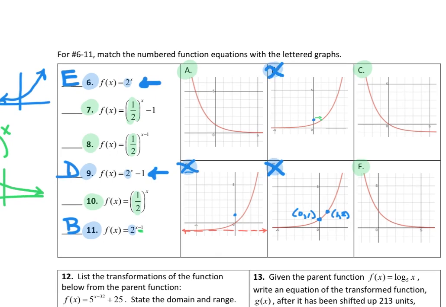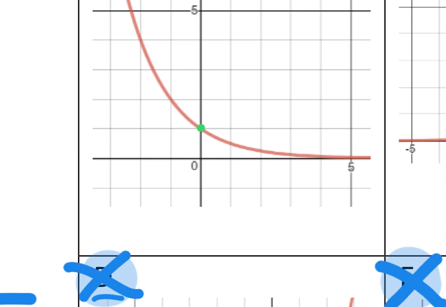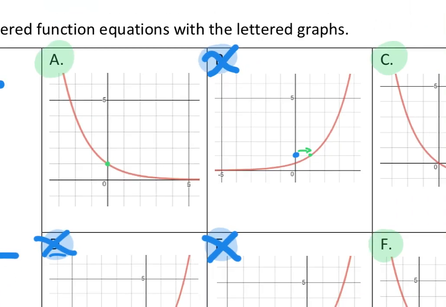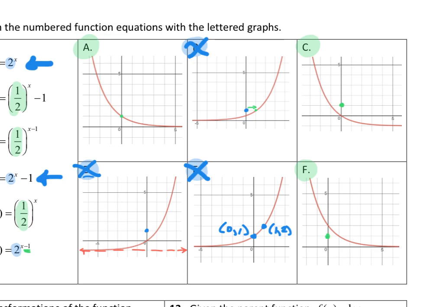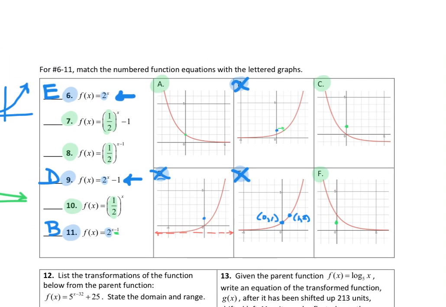So now let's look at the graphs that have the parent graph of 1/2 to the x power. All of these graphs should have a point, the parent function for all of the graphs should have a point at 0, 1, whether it's 1/2 to the x or 2 to the x. And so if I look at those 3 green graphs, here I've got a point at 0, 1, here I do not have a point at 0, 1, and here I do not have a point at 0, 1. And so my parent graph, which is going to be number 10, should be graph A.